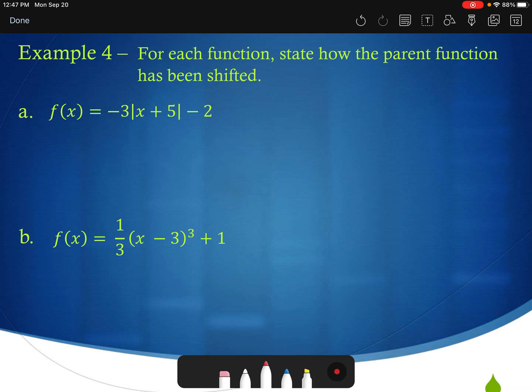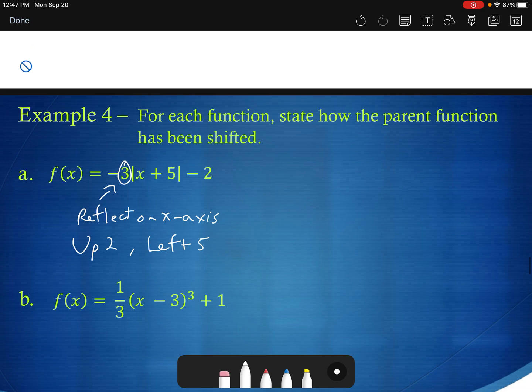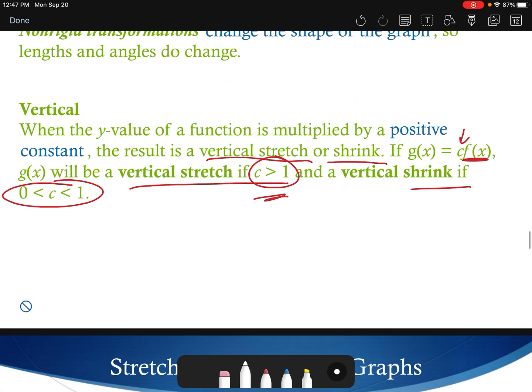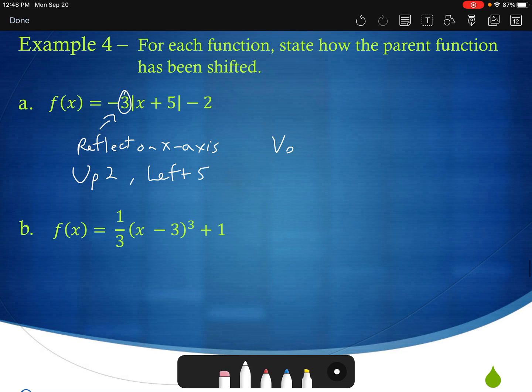All right, so for each function, state how the parent function has been shifted. Now, this is a lot of gobbledygook. So right away, we know it's reflect on x-axis, right? We also know it's up 2 and left 5. That stuff's easy. But now this 3. Well, that's the constant. It's on the outside. And remember, if we go back to our rules here, if it's outside, it's a vertical stretch then, since c is bigger than 1. So this is a vertical stretch of 3.